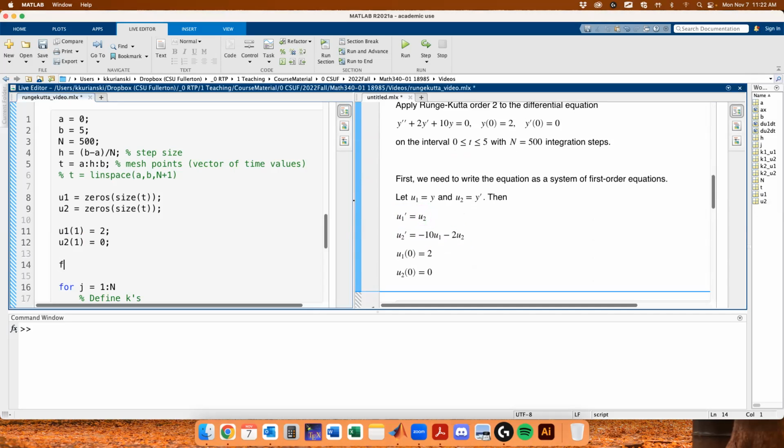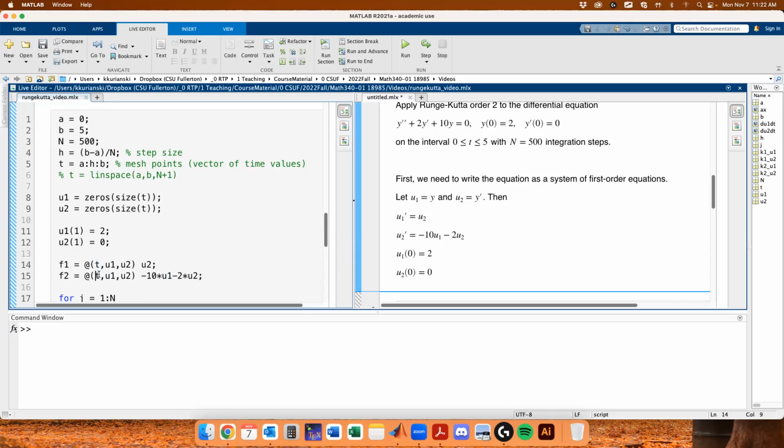I'm going to call the first one f1, and it's going to be an anonymous function, and I want the inputs to be t, u1, and u2. My right-hand side for u1 prime is just u2. Similar idea for f2, this is the right-hand side of the u2 prime function. That's negative 10 times u1 minus 2 times u2. So those are my two anonymous functions.